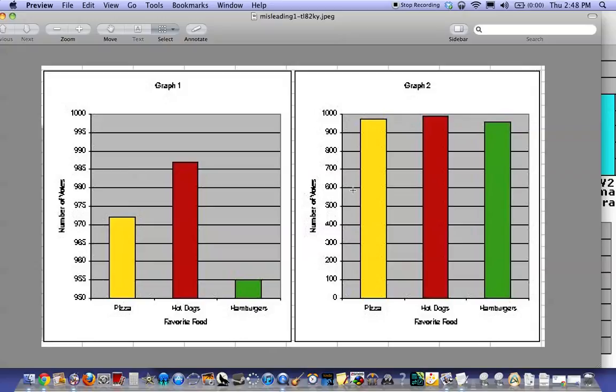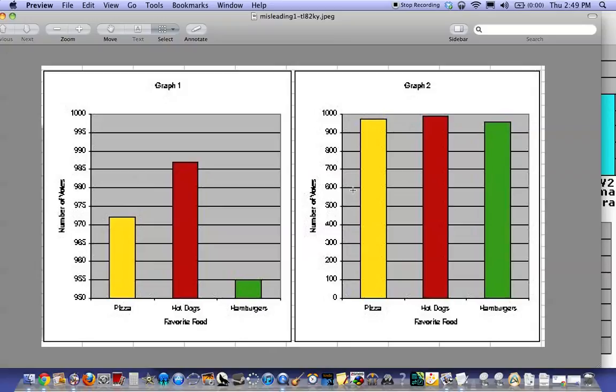If you look at hot dogs, they had about 987 people vote for that. Pizza was at 972, 973. So you're literally looking at like a 10 to 15 vote difference between pizza and hot dogs. And even if you want to take hamburgers into effect, hamburgers were only off by about 30. And when you consider that almost 3,000 people voted on this, missing out by 30 votes is not a lot.